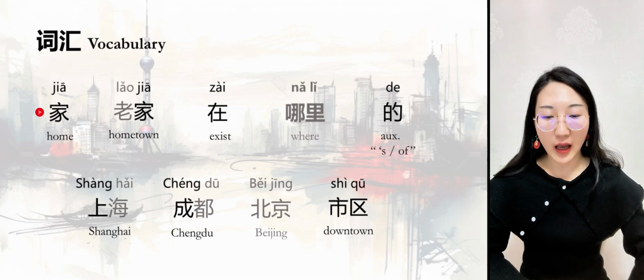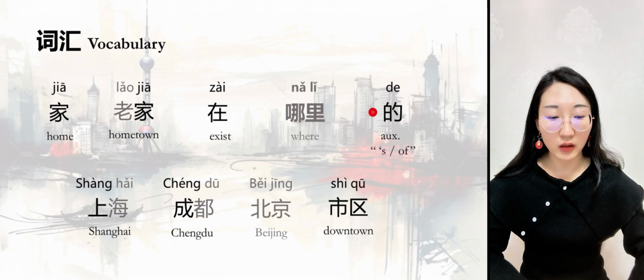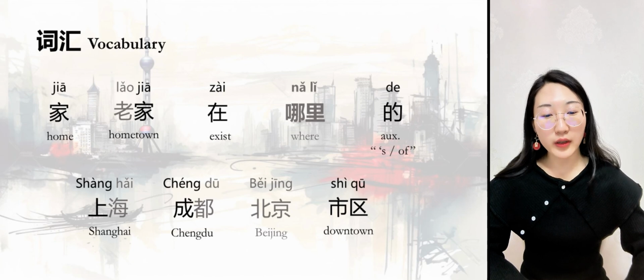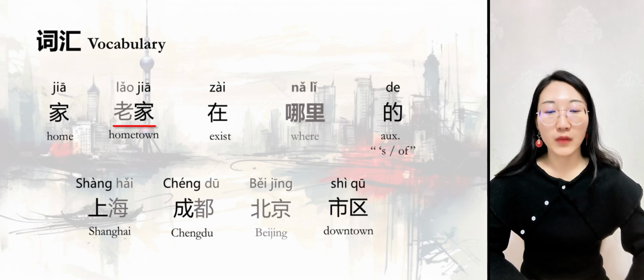家老家在哪里的上海成都北京市区. So the first word I need you to know is 老家. So this word is made of two characters, 老 and 家. And 老, usually this character has three meanings and they are related to each other.